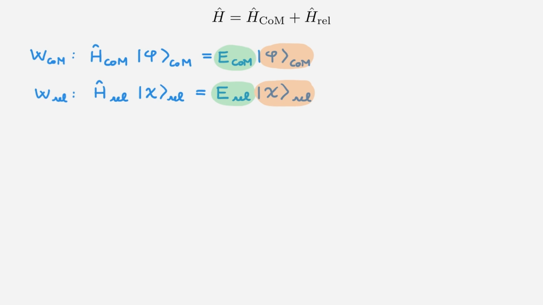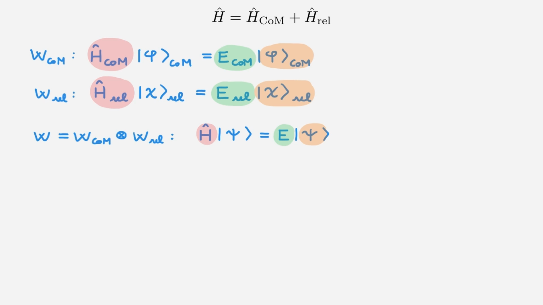We can now construct the state space W, which is the tensor product of W_COM with W_REL. The full Hamiltonian H lives in this tensor product space, and this is its eigenvalue equation, where these are the eigenvalues and these are the eigenstates. What I want to show now is that we can build the eigenvalues and eigenstates of the full Hamiltonian here from the eigenvalues and eigenstates of the individual Hamiltonians here and here, which means that we can build the solution of the two-particle system by only solving two separate one-particle systems.